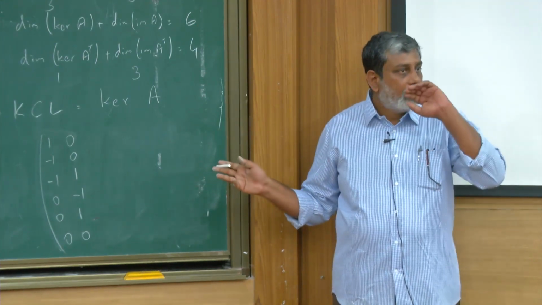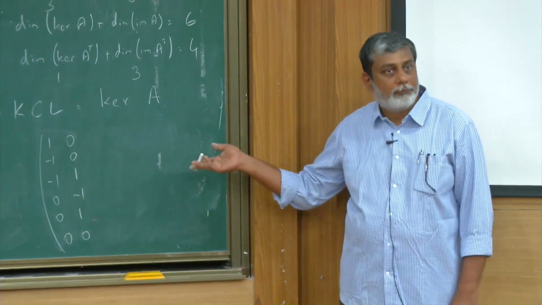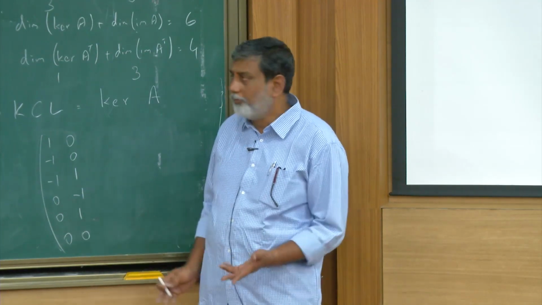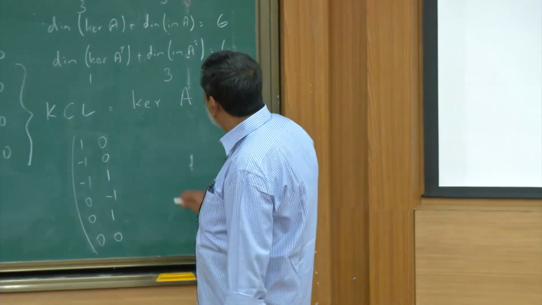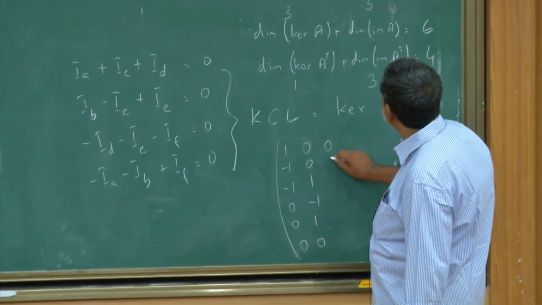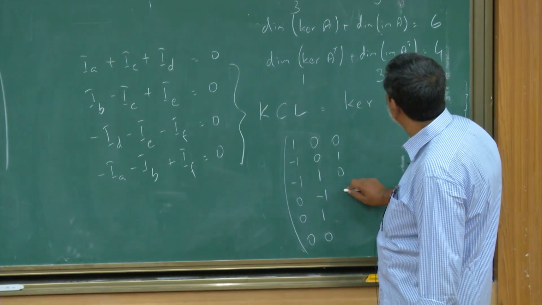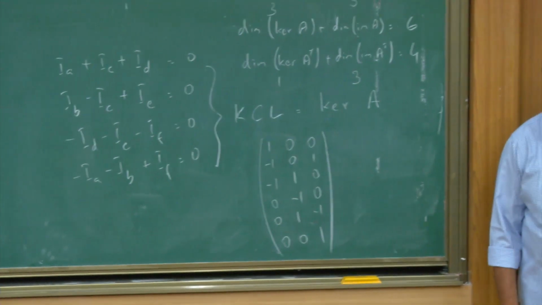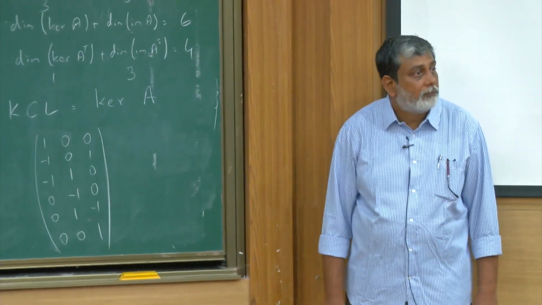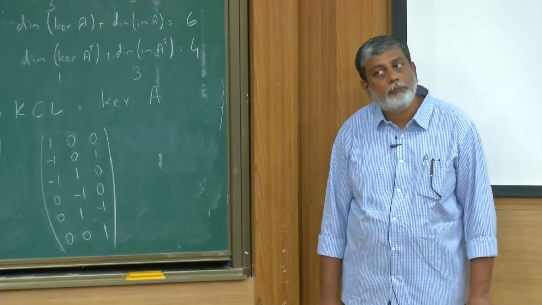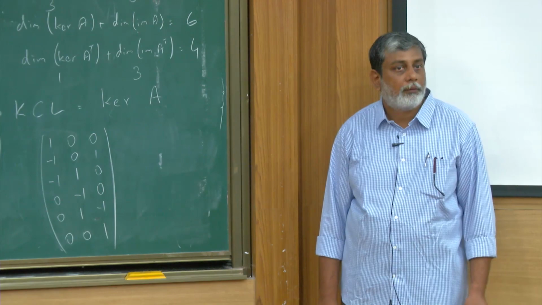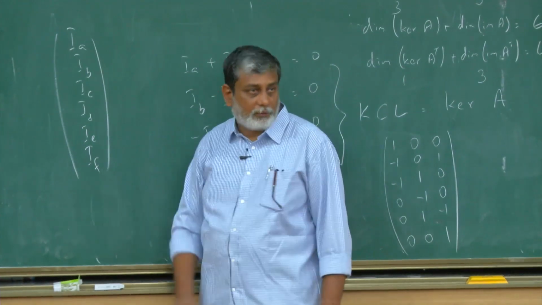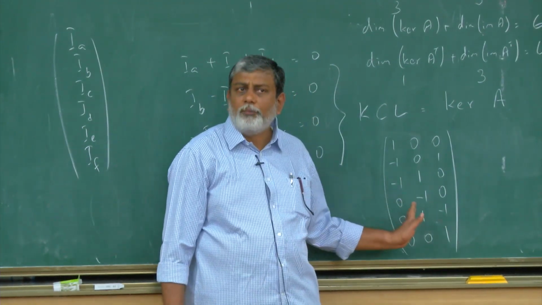That's another vector. And these two, of course, are independent. So let me get a third one. So 0, 1, 0. That's another independent vector. And so I can claim that every current vector can be obtained as a linear combination of these columns.